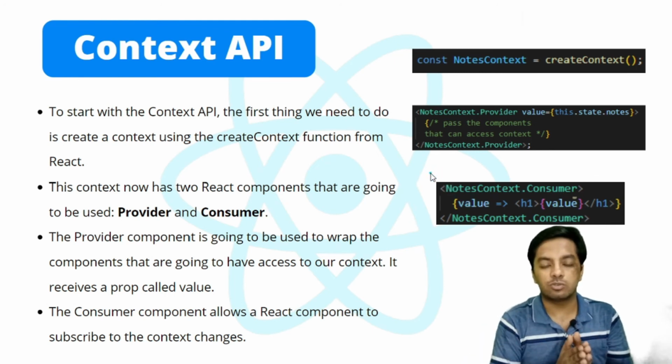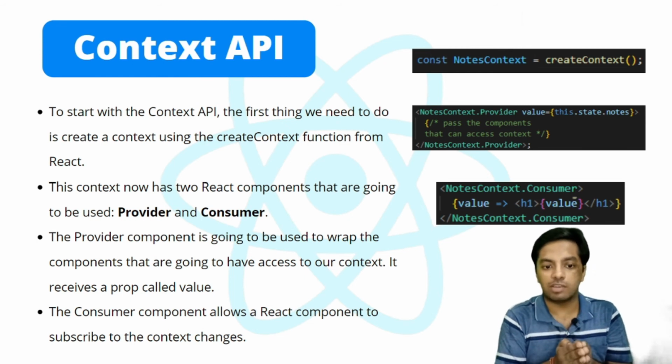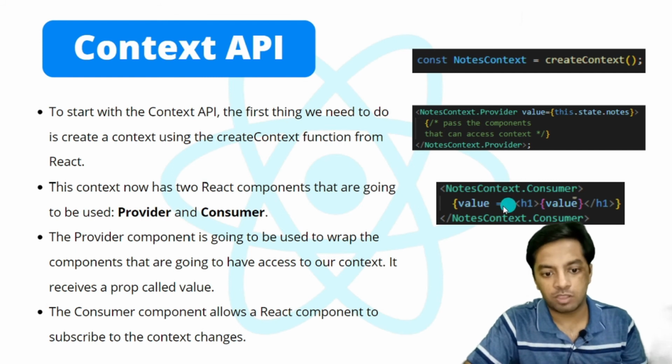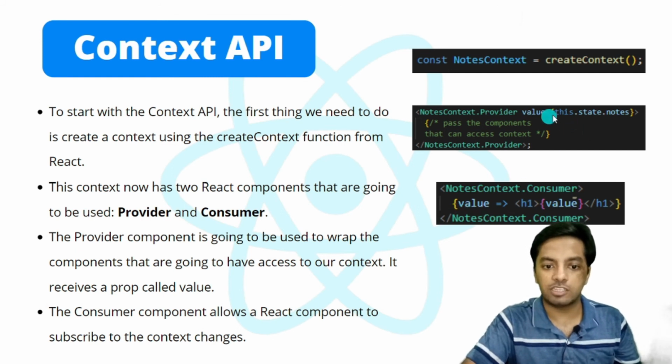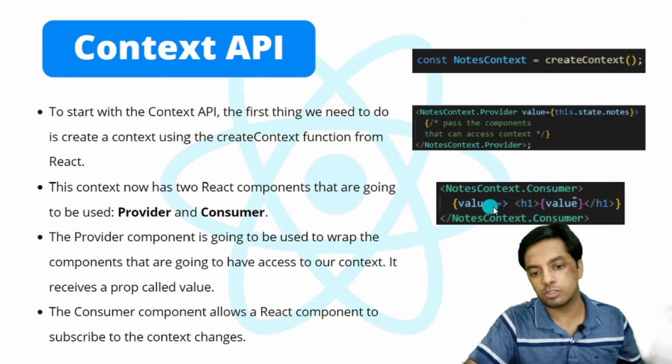It doesn't take a direct React component or HTML attributes. So it will receive a function. It will receive a function with this particular value as the argument, and then it will return the JSX element. So now inside this JSX we can use this value.